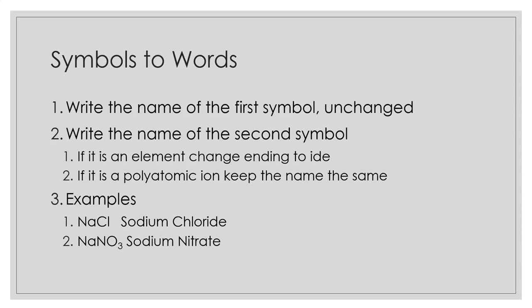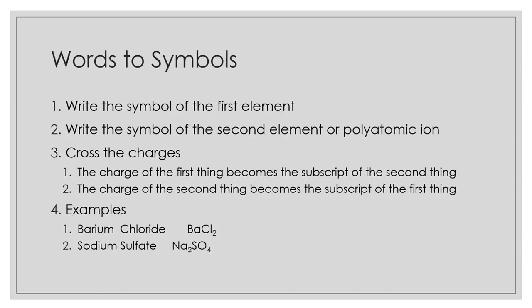In our example, NaCl, sodium is the first thing. The second thing is chlorine, but because it's just an element, we change it to "ide," so it becomes chloride. If it's a polyatomic ion, though, keep it the same. So NaNO3: sodium is the first thing, and NO3 is one of those polyatomic ions, so we're just going to leave it as nitrate. So if it ends with a single element by itself, change the ending to "ide." If it's a polyatomic ion, keep the ending the same. Don't change the name.